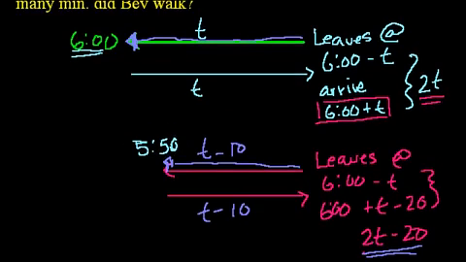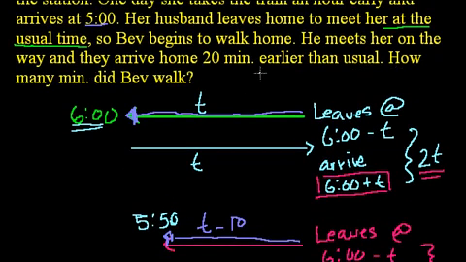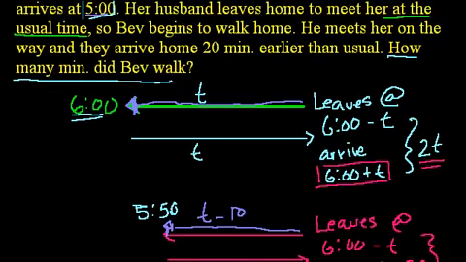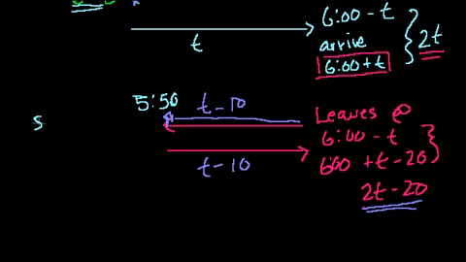Now, the question is, how many minutes did Bev walk? Remember, she arrived an hour early, arrives at 5 o'clock, and then she just starts walking. And when does he pick her up? He picks her up at 5:50. So she walked for 50 minutes.